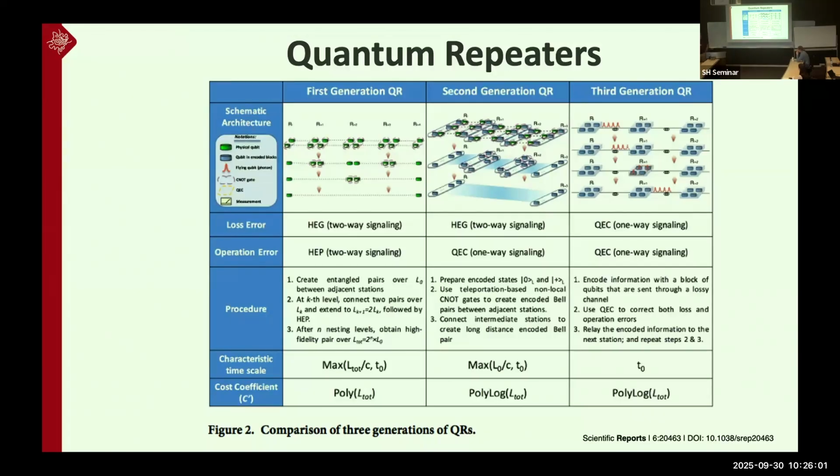So really, this gives you an indication of what's happening with the first, second, and third generation repeaters. Before I finish, I've got a few more slides left here, but the first generation is really where we have to be focused now in terms of the labs, okay?